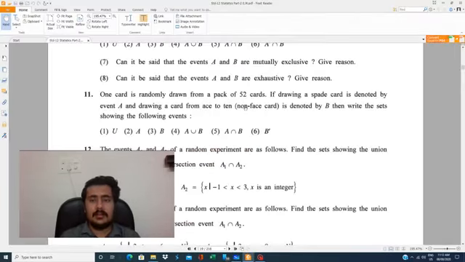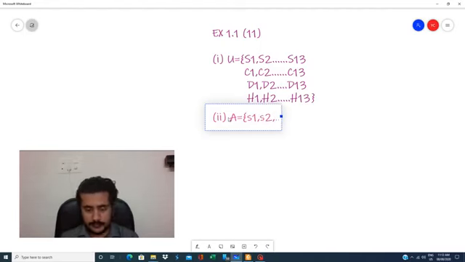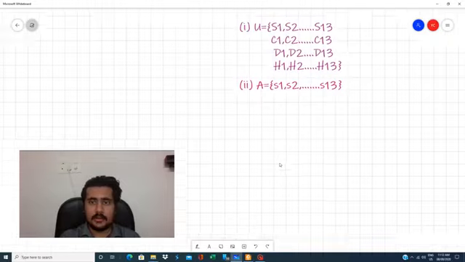If drawing a spade card is denoted by event A, so drawing a spade card is event A. How many spades are there? It is S1, S2, up to S13. Total 13 spades are there. So if drawing a spade is A, then this is your A.